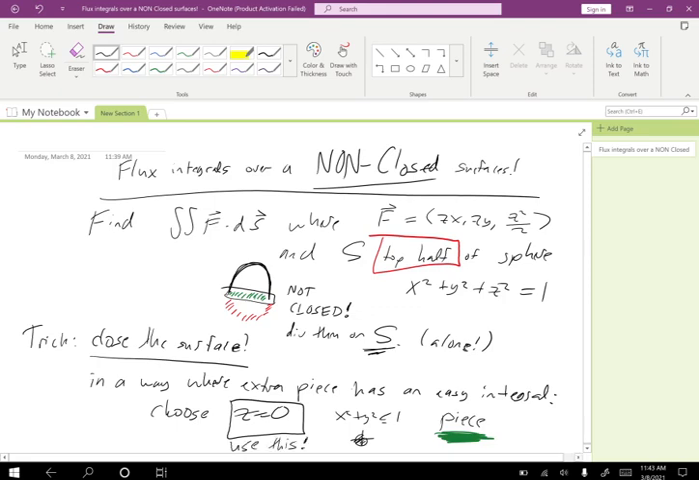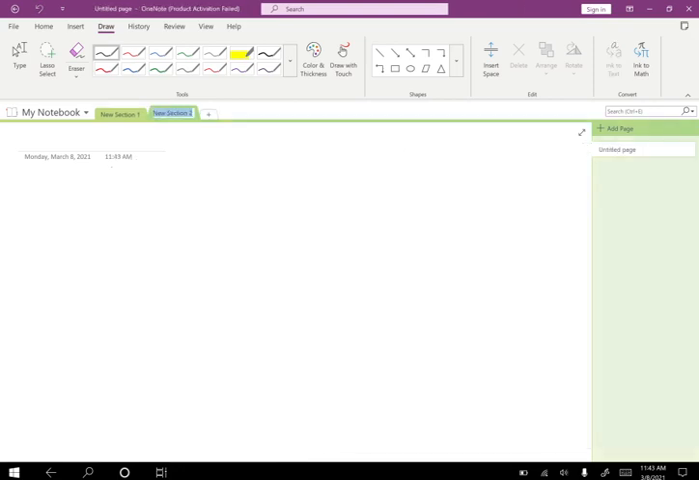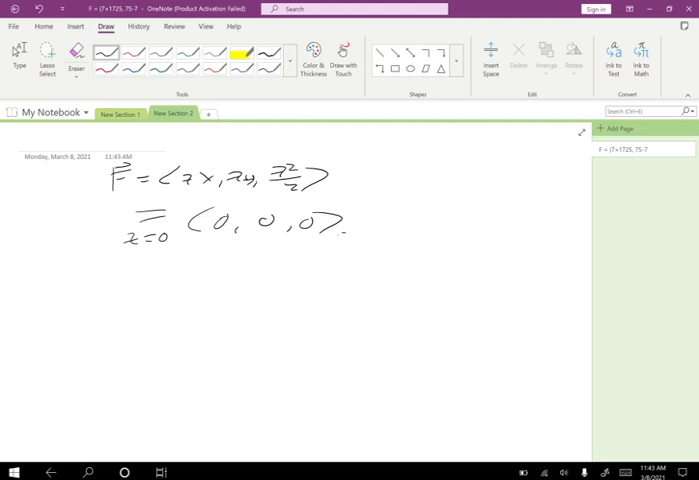Because what happens to F if I plug in z equals 0? If I plug in z equal to 0, look what happens. 0, 0, 0. So therefore, the integral over the z equals 0 piece is just 0.